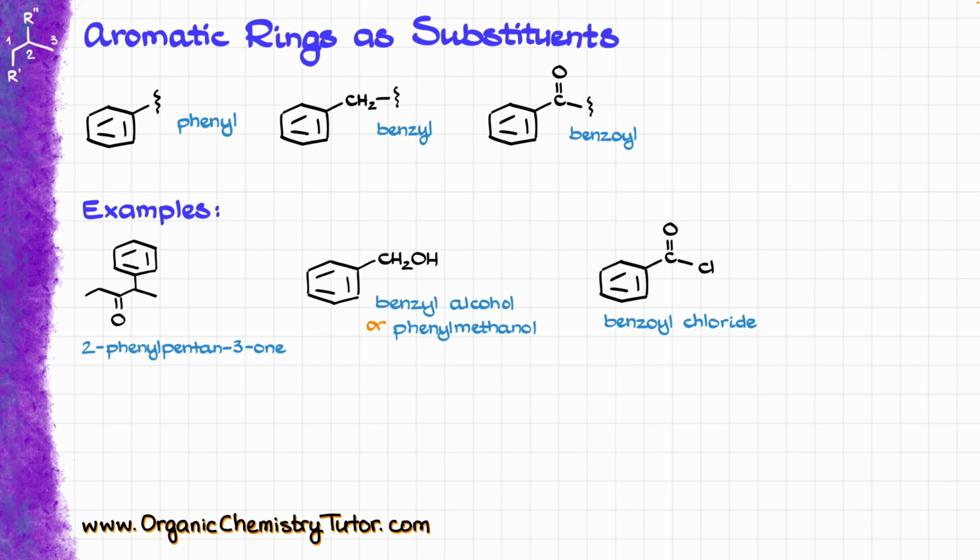And another example, which you are most likely going to see within the scope of your course more than once, is benzoyl chloride, which is the chloride of the benzoic acid. A fairly common compound, so you definitely do want to know that name. And that is all you need to know about the nomenclature of aromatic compounds.